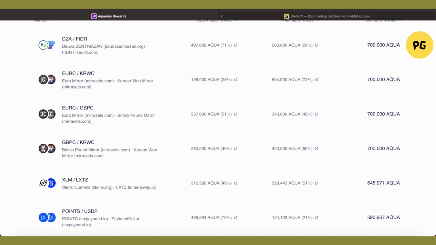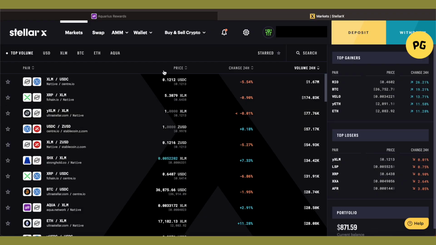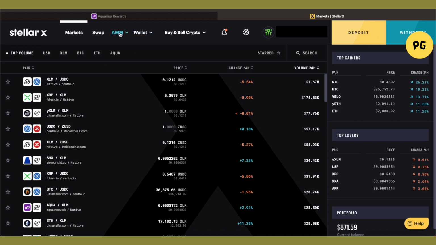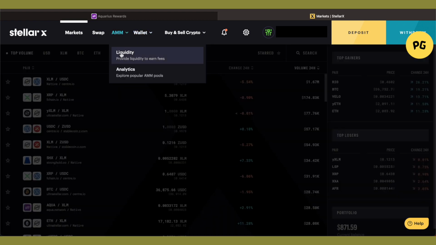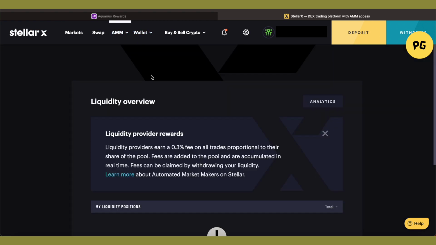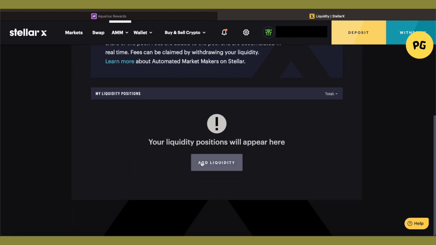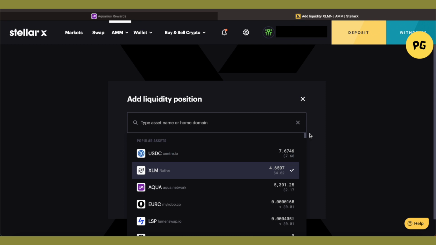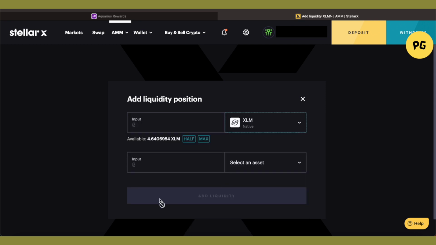rewards on StellarX. I just logged into StellarX, and after logging in, you will find the option of AMM here. Just go to the liquidity section, and click on add liquidity. Now select both the assets of the pair that you want to invest in, click on add liquidity, and it will prompt some action on the Lobstr wallet. Just accept it, and this way you will be able to participate in the AMM rewards.